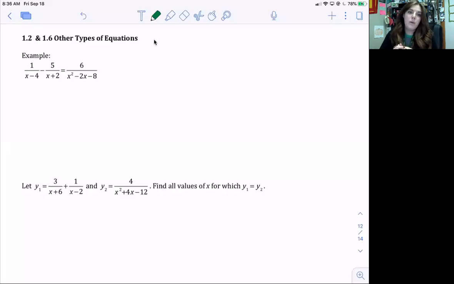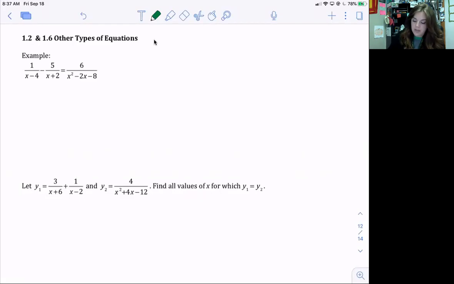Okay, now we're going to look at other types of equations that involve quadratics. For this first couple, we kind of saw a little bit of this with our linear equations, but we're going to have to do some factoring. For this first example, we have 1 over x minus 4 minus 5 over x plus 2 equals 6 over x squared minus 2x minus 8. The first thing I suggest you do is always make sure everything is factored.